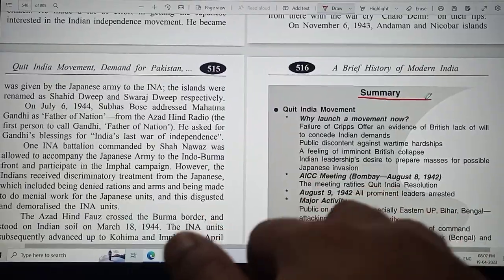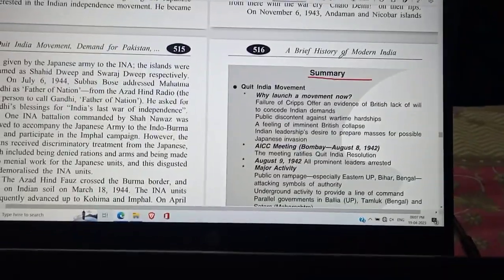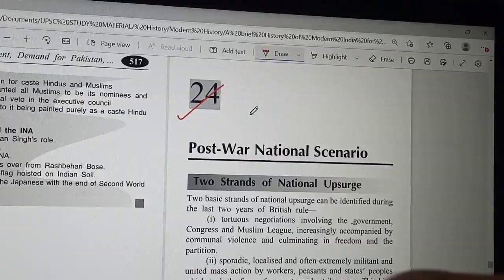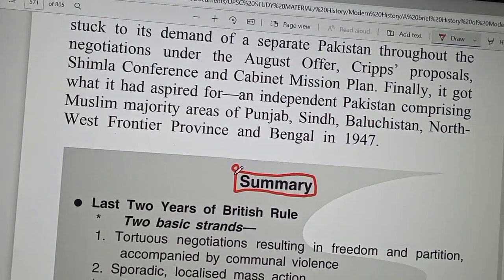So the previous chapter is done. Then I came to the next chapter, the Quit India movement. This chapter is also very interesting, and we don't need that much effort to memorize these things. So this is the 24th chapter. This is the post-war national scenario, and this chapter tells about what the Britishers did in their last 2 years.